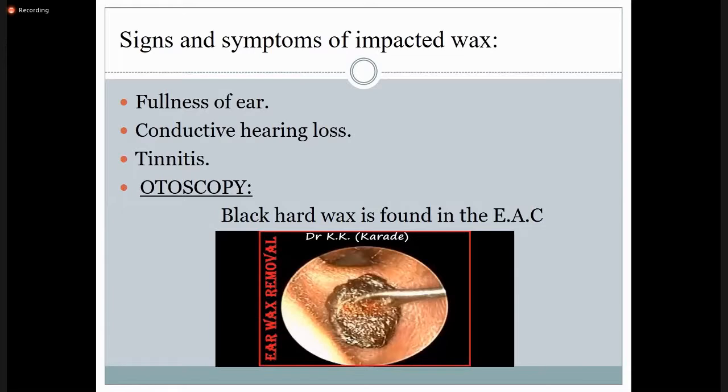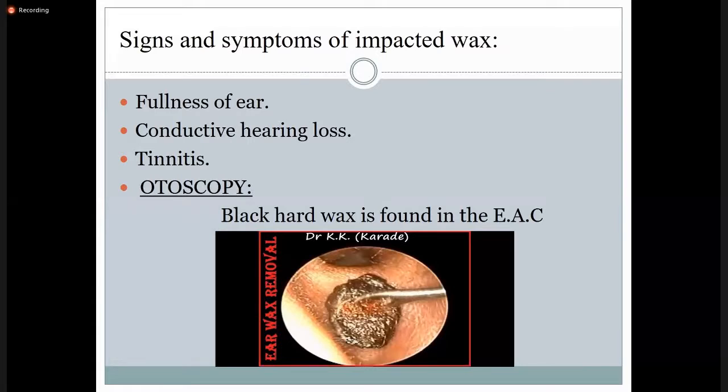We don't call it a hearing loss directly, but we say that the patient is having some impairment in hearing. Because there is a block in the conducting pathway of sound waves, this type of hearing impairment would be called conductive hearing impairment. And impacted wax may be responsible for another symptom that is called tinnitus.